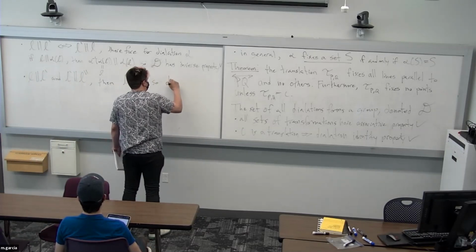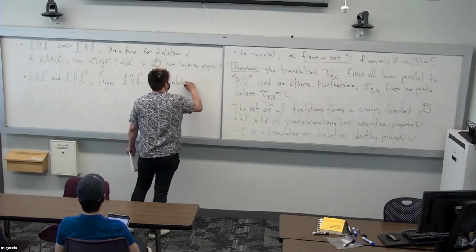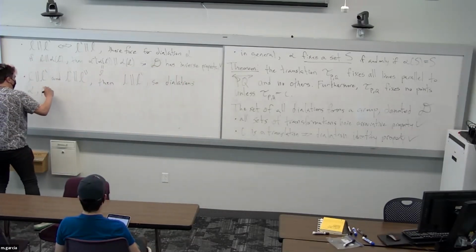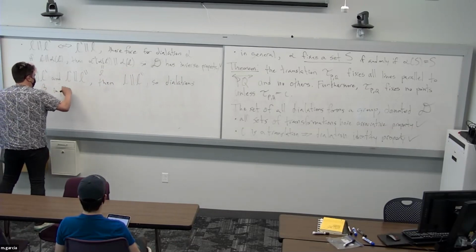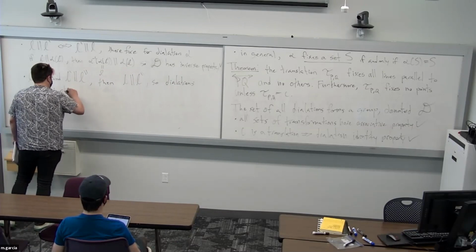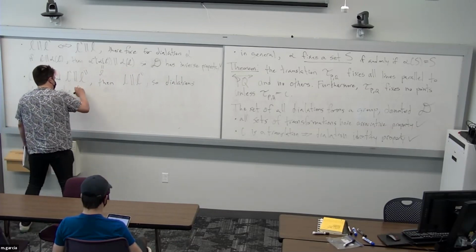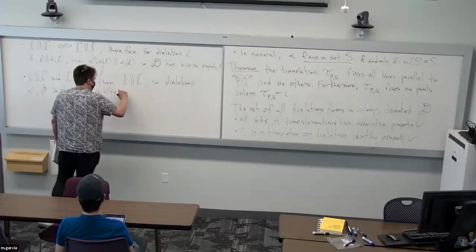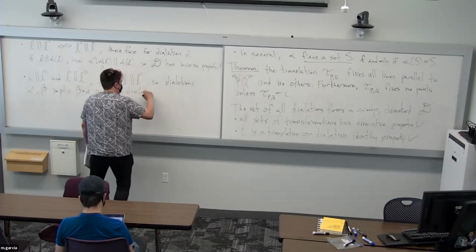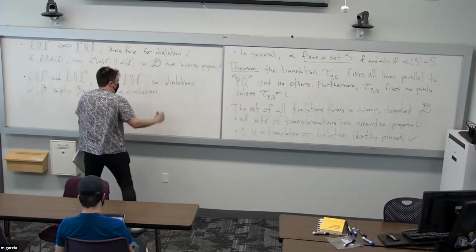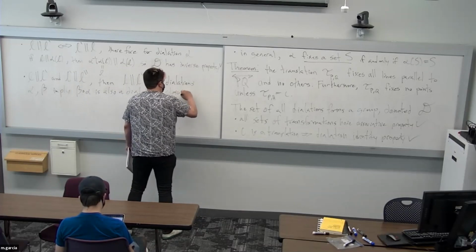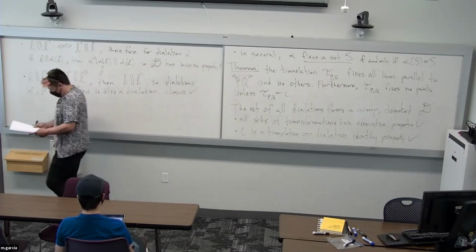So dilations alpha and beta imply that beta composed with alpha is also a dilation. So we have the closure property.